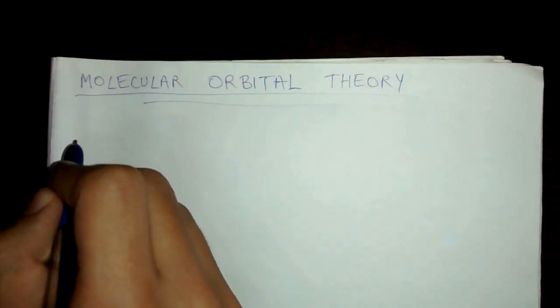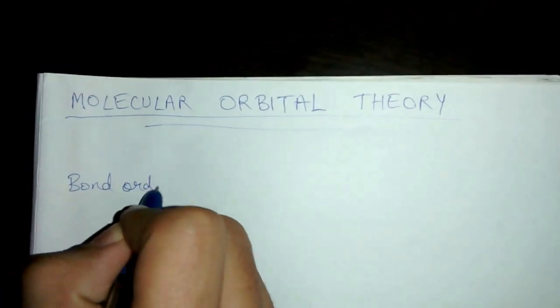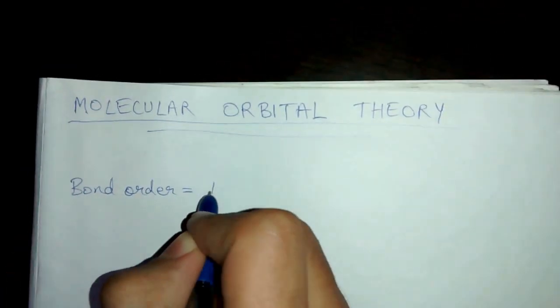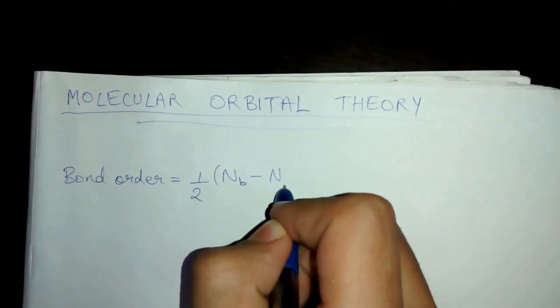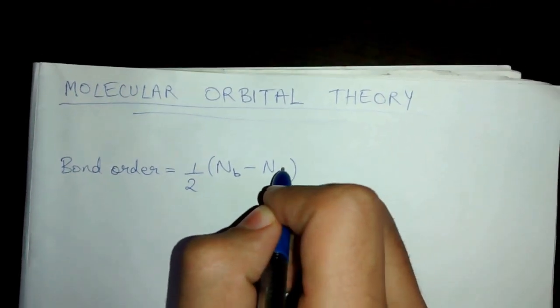I am going to tell you a trick to calculate the bond order in almost 10 seconds. First of all, let me tell you the general formula for calculating the bond order, which is bond order equals half of the number of bonding electrons minus the number of antibonding electrons.